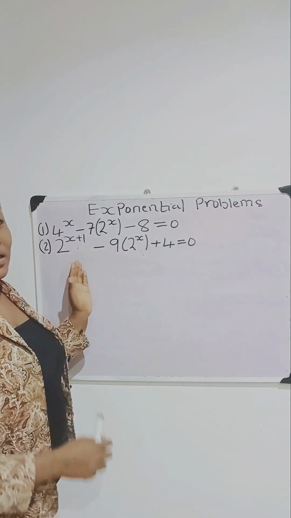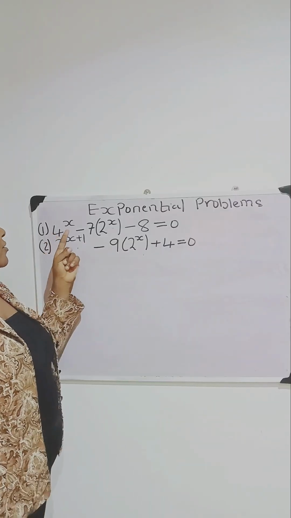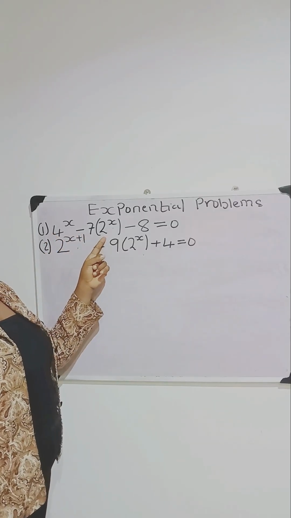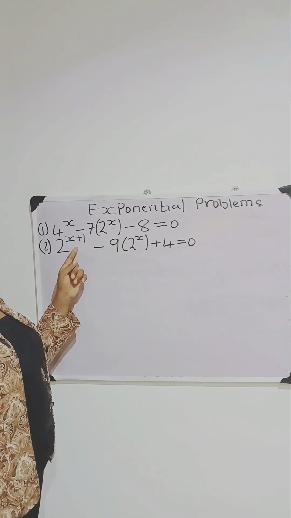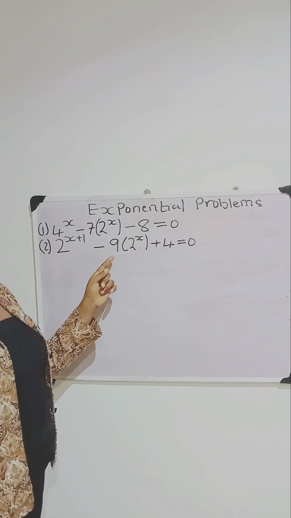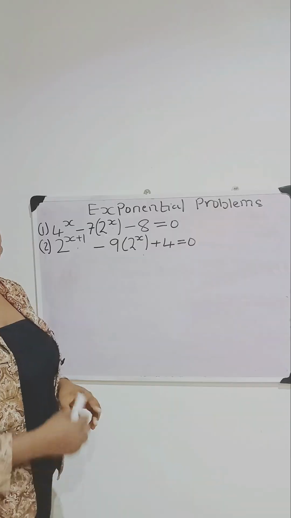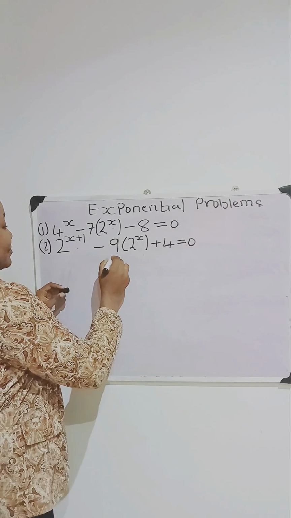So question 1 here says that 4 raised to the power of x minus 7 into 2 raised to the power of x minus 8 equal to 0. And the second one says 2 raised to the power of x plus 1 minus 9 into 2 raised to the power of x plus 4 equal to 0. Solution.